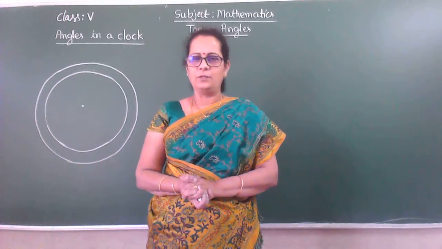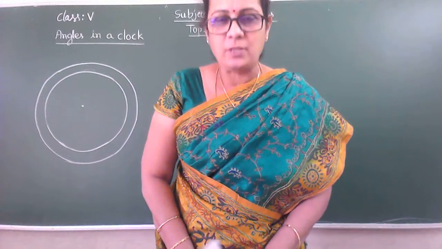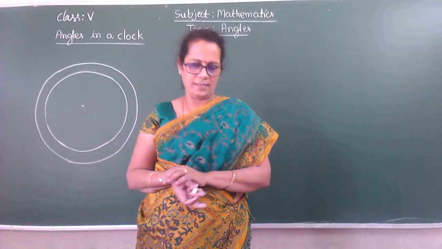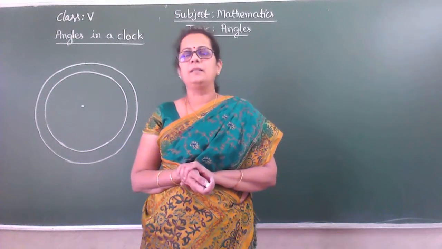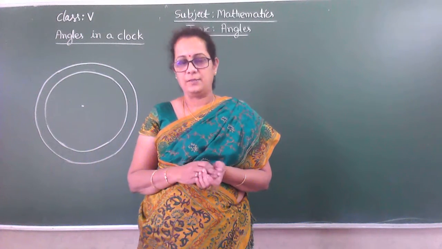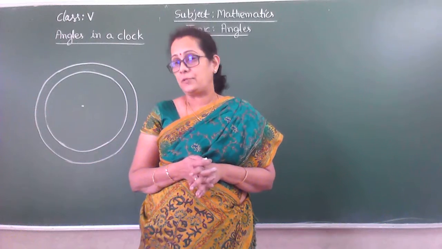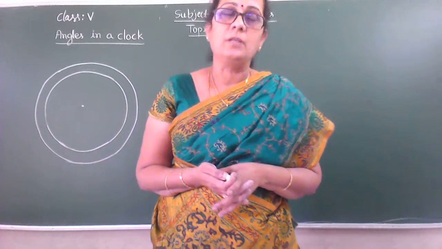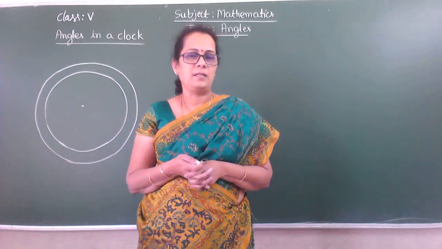Children, in the last class I explained the types of angles, isn't it? So which are the types of angles? One is right angle, then acute angle, then obtuse angle. What is a right angle, children? If you have watched the videos, you are able to answer this question. What is a right angle?